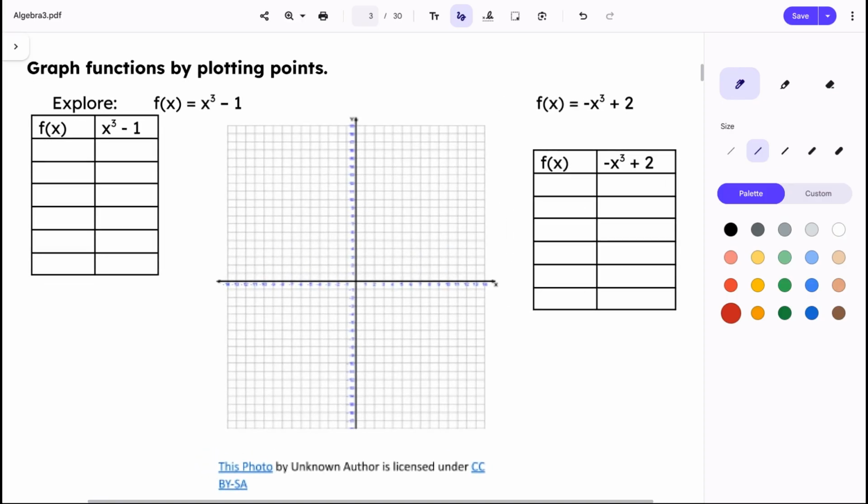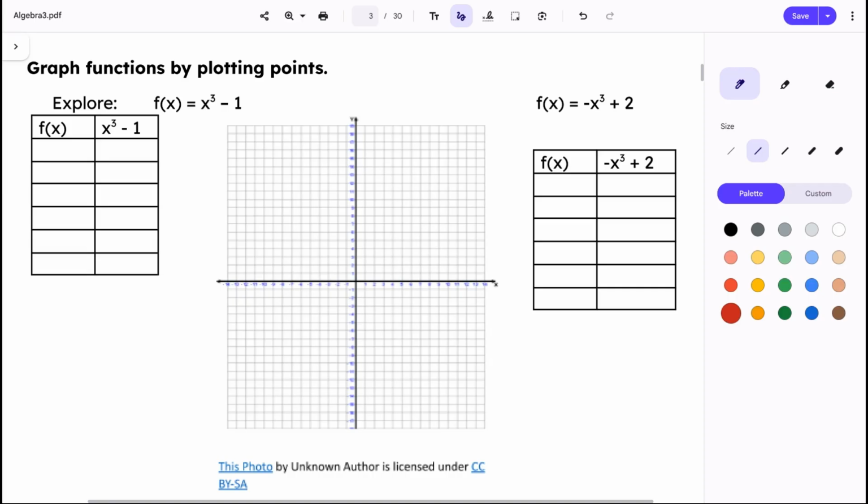So on your calculator, you should press the table button. And it'll already probably say y equals, or something like that for you. Remember, y just means f of x. So up here where we see f of x equals x to the third minus 1, that f of x is just being replaced by a y right now. And then you type in the equation as it looks.